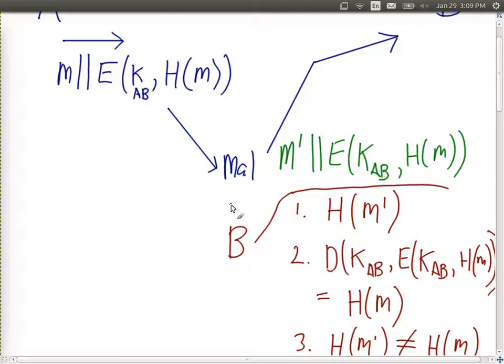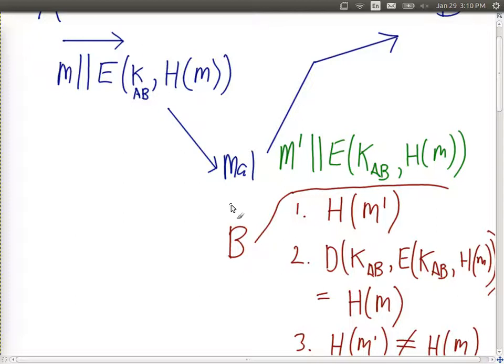Why does it work? Well, if someone in the middle tries to modify the message, the malicious user tries to change M to M prime. They want to perform an attack. What's the name of such an attack? Starts with M. They want to modify the message, so it's called a modification attack. Not a hard one, this one. They're just changing the message.